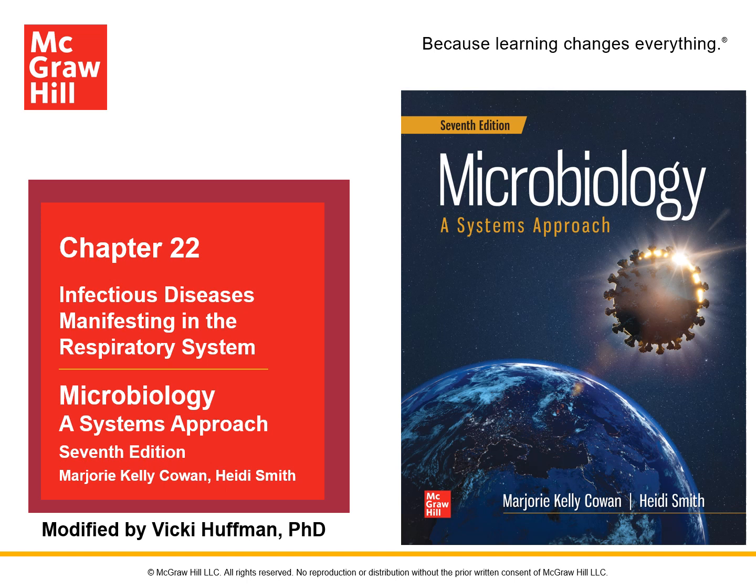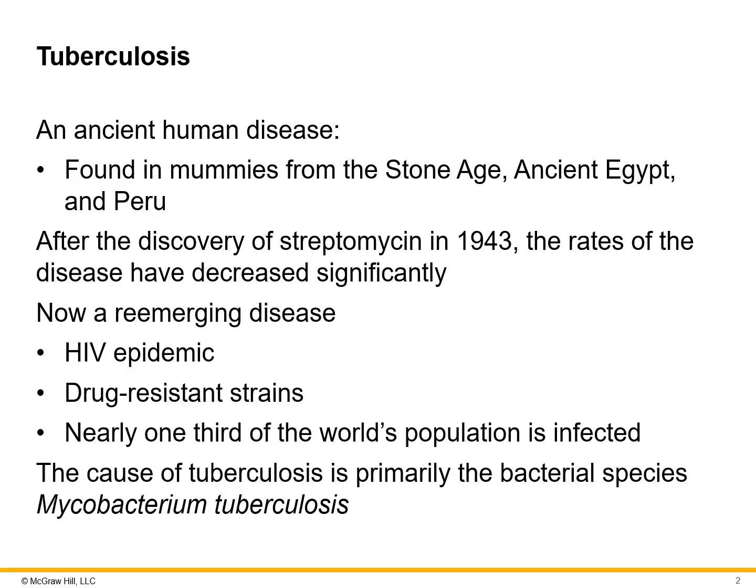Right, now looking at some of the lower respiratory tract infections that we see. First of all, starting with tuberculosis, or TB. So this one has been around for a long time, even found in mummies back to the Stone Age or ancient Egypt. The discovery of streptomycin in 1943 significantly decreased the rates of this. However, it is now re-emerging due to the HIV epidemic and also drug-resistant strains. So right now, nearly about 1/3 of the world's population is infected. And primarily, tuberculosis is caused by the bacteria Mycobacterium tuberculosis.